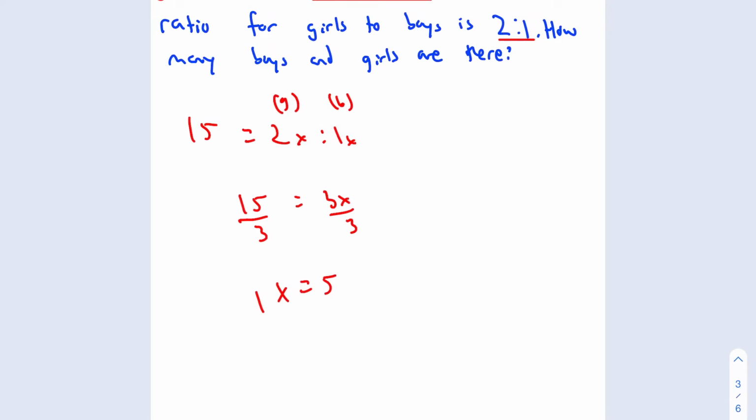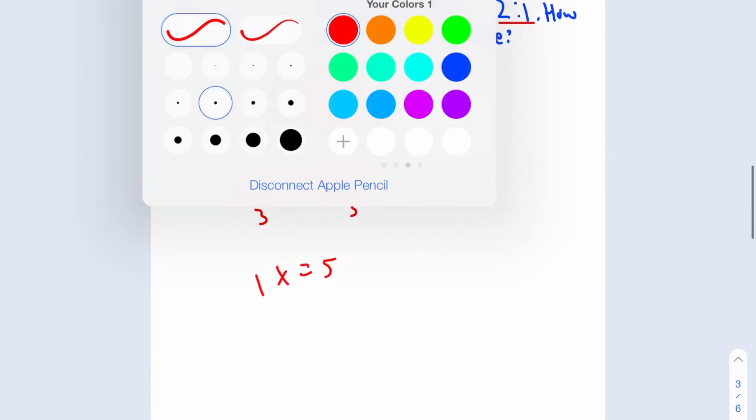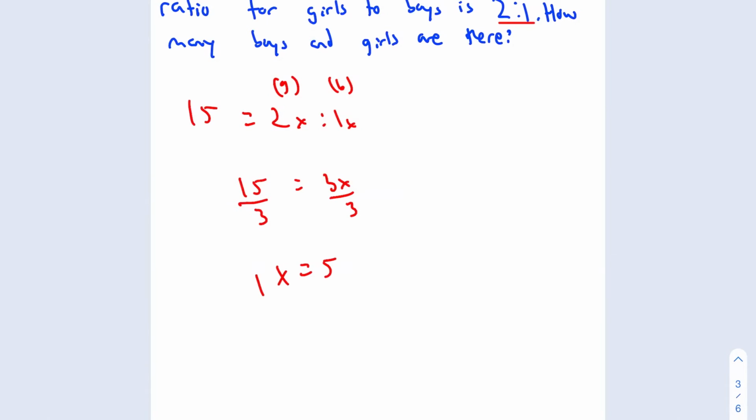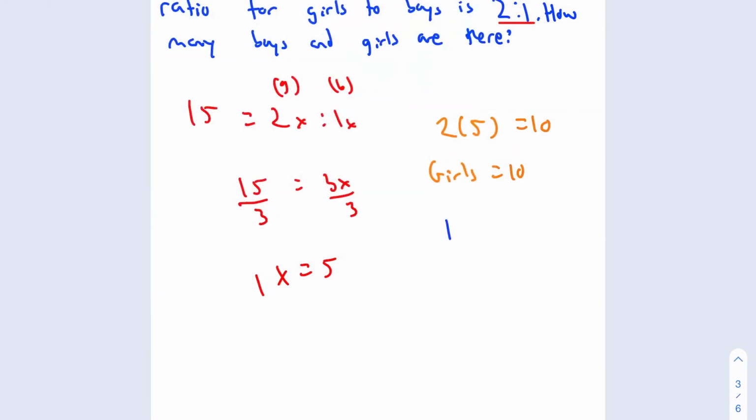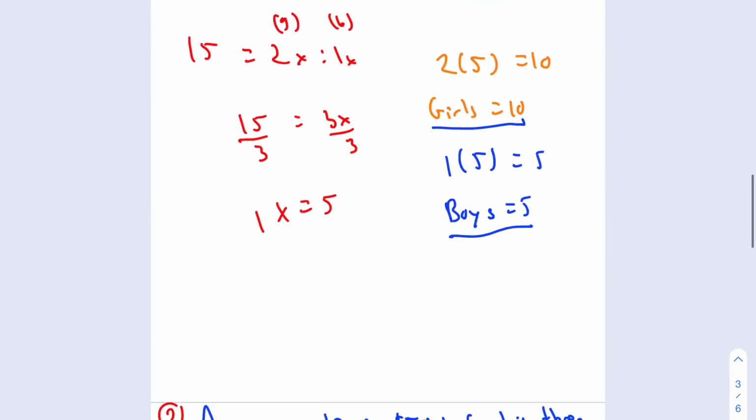So then for girls, we'd have to multiply it by 2 because there are 2x. So that means we have to do 2 times 5, which will give us 10. And that means the amount of girls is 10. And then for boys, since it's 1, we do 1 times 5, which only gets us 5, doesn't change. So the amount of boys is 5. And if you want to check your work, you can add the amount of girls and boys, 10 plus 5, which gives you 15, and that's how many students there were.